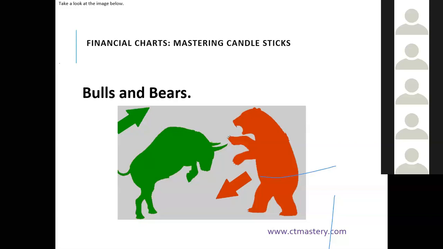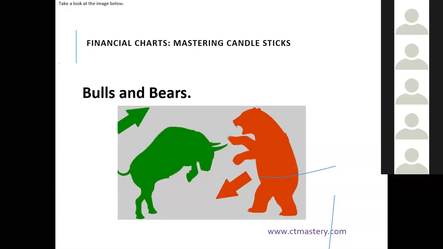The same way, we see the bears as the sellers. When there is more selling activity in the market, the price of that cryptocurrency asset tends to fall. And we say the market is what? Bearish.